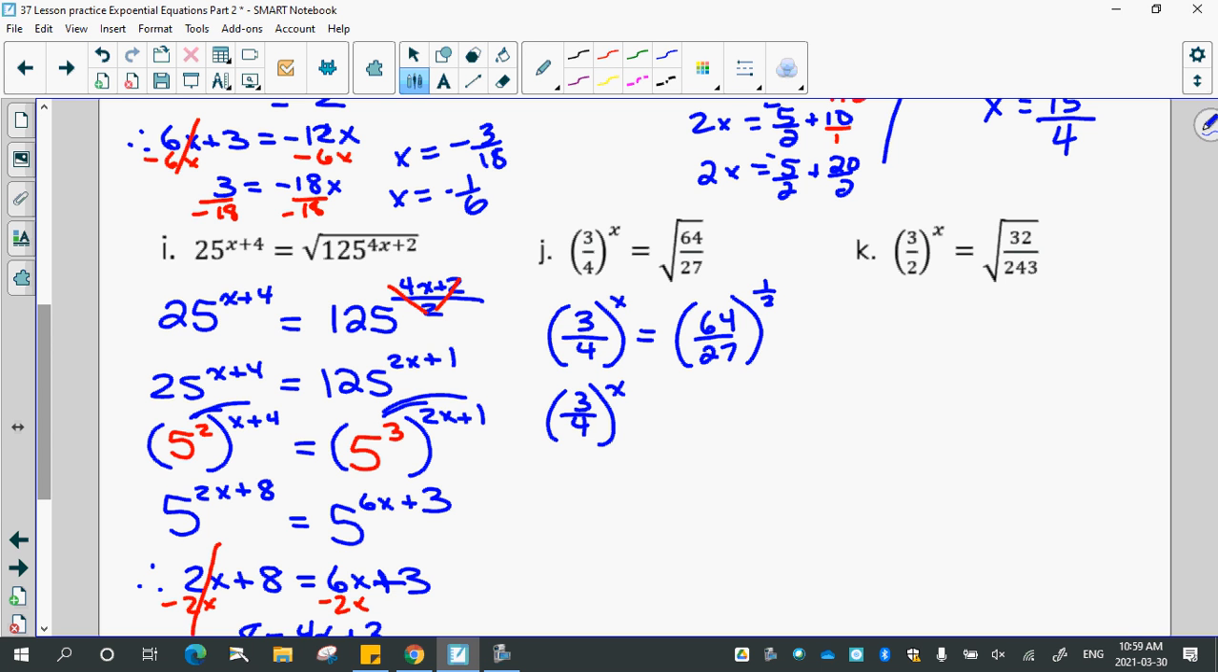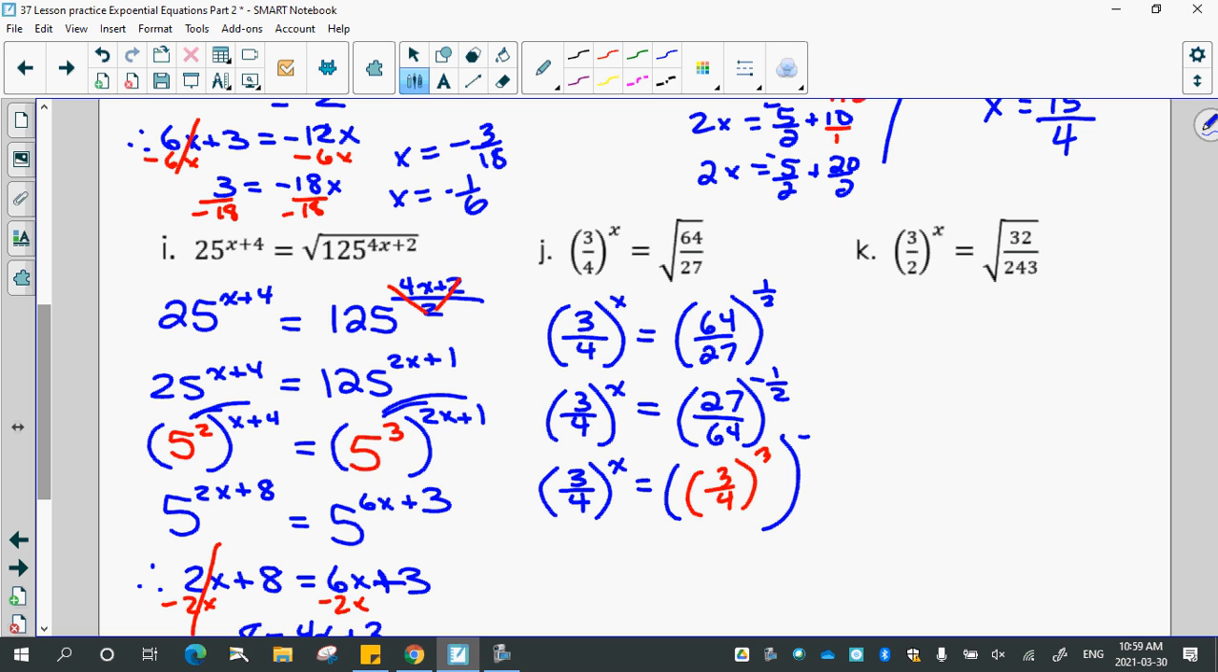3/4 to the x is equal to 27/64 to the negative 1/2. And now I want to write 27/64 as 3/4 to the something. I'm going to need double brackets here. Here's my outer one. My inner one is going to be 3/4 to the left. 3, good. So 3 to the 3 is 27. 4 to the 3 is 64. So you've got the right number. Okay.